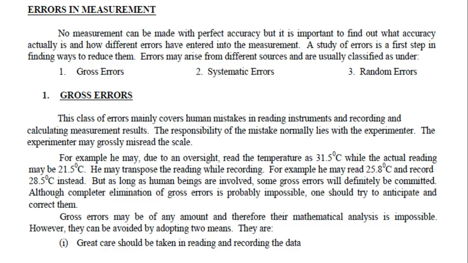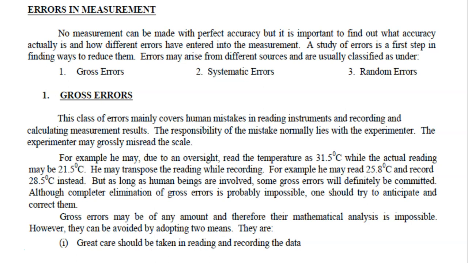Next topic is errors in measurement. As this unit deals with electrical measurement and instruments, we are studying this topic. Errors are something that can happen definitely when we are reading the instruments and taking readings; there is a chance of making an error. So what are the various types of error that we will be seeing in this topic?